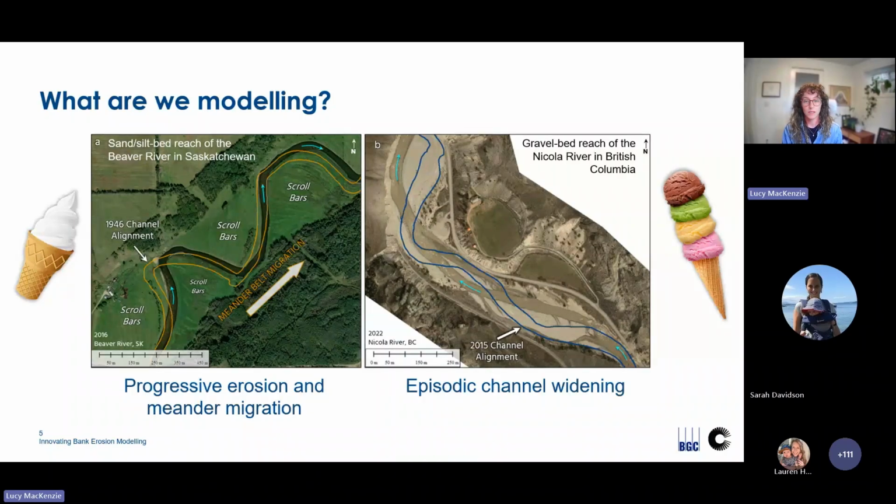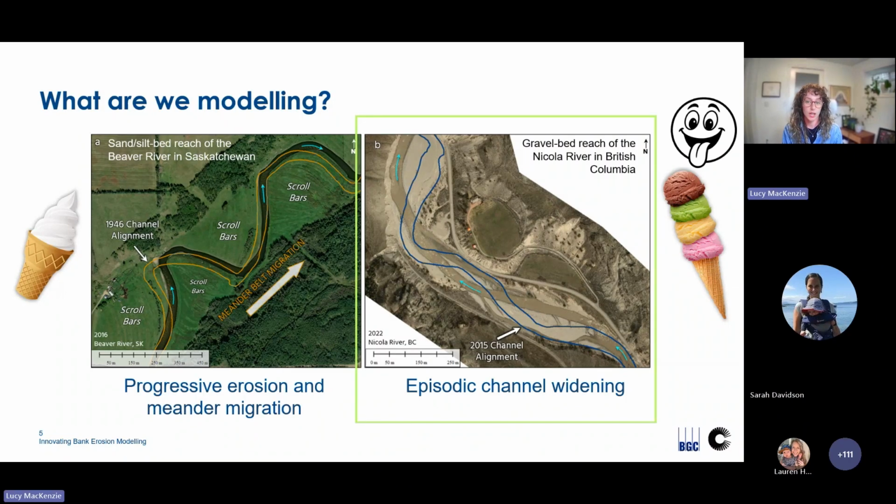The multi-flavored deluxe waffle cone type is episodic channel widening. This occurs when a river dramatically widens during a single flood event. It alters its course and quickly transforms the landscape. Unlike gradual meander migration, these episodes can result in substantial loss of land and major impacts to infrastructure in a very short period. Here you can see the original channel alignment of the Nicola River in 2015, overlaid onto imagery from after the 2021 flood.